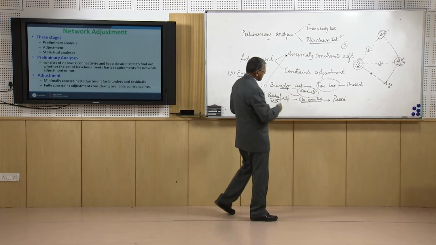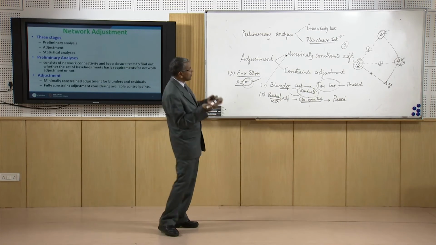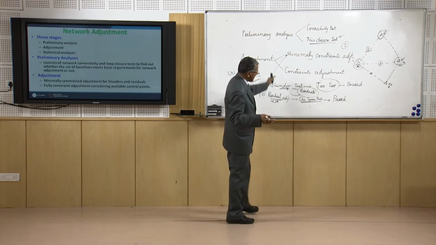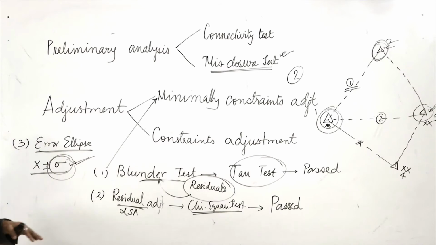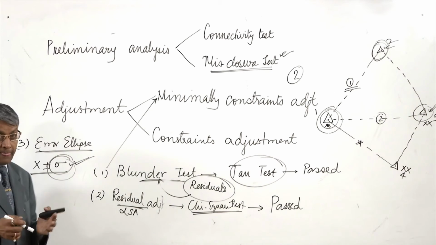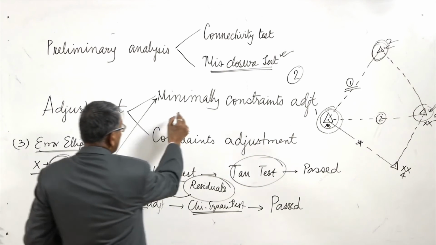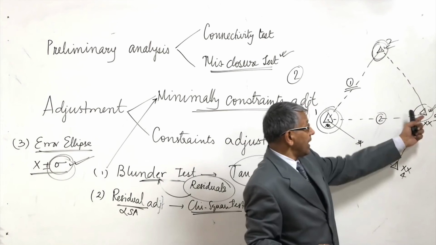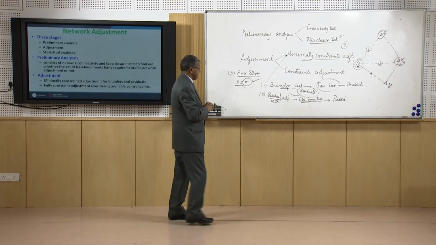go for improvement in data, and in the worst case we have to go back to the field, take new data, and do all these steps again until we find our position satisfies the permissible error. So in this way, through minimally constrained adjustment we get the relative location of the stations within the desired specification.